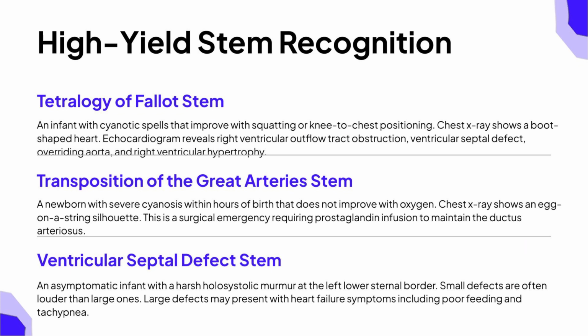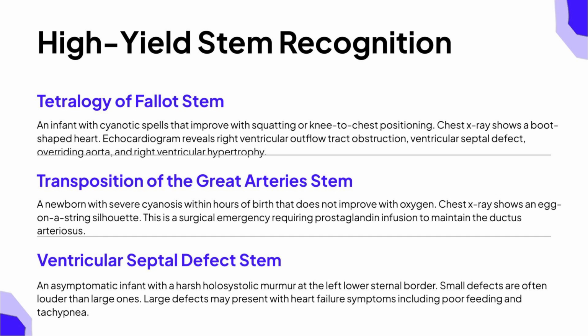Now let us go through high-yield stem recognition. For Tetralogy of Fallot, the classic stem is an infant with cyanotic spells that improve with squatting or knee-to-chest positioning. The chest X-ray shows a boot-shaped heart. The echocardiogram reveals the 4 classic features: right ventricular outflow tract obstruction, ventricular septal defect, overriding aorta, and right ventricular hypertrophy.